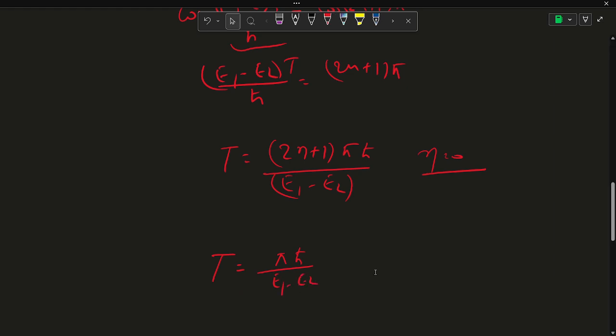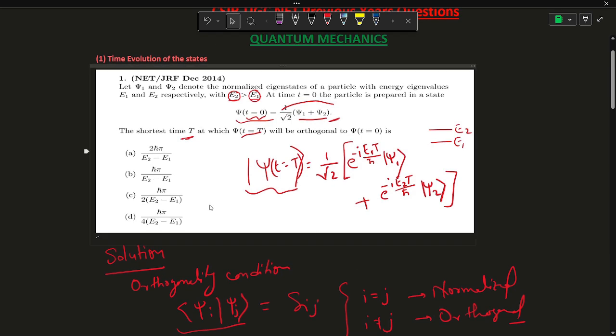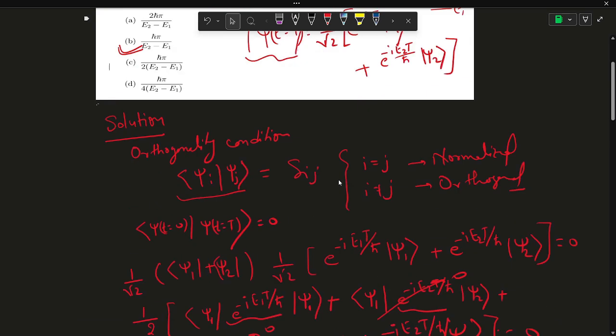So let's look at the solution. What are the options? E2 minus E1 and E1 minus E2. Okay, this part is here. So the solution will be B. Just the sign will change, E1 minus E2, but the solution will be the same.